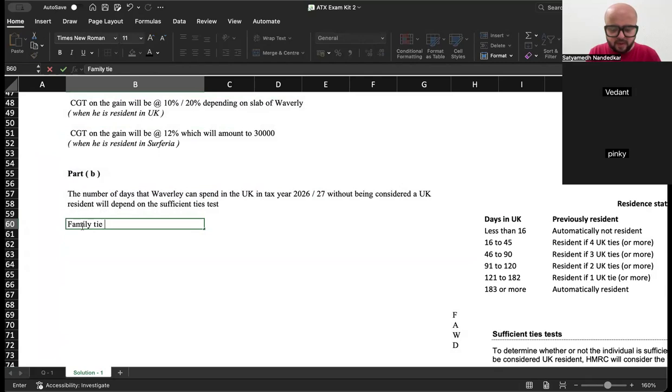Family tie. He has three children in the UK, all under the age of 18. ठीक है. Three children in the UK, all under the age of 18. So he fulfills the family tie test.